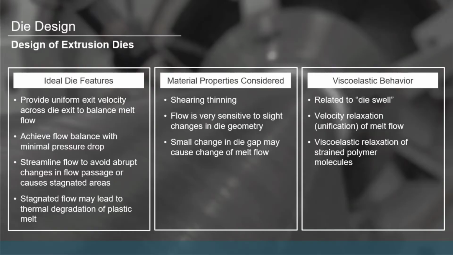What are the characteristics and design features of a die? There are some ideal features, and then there are a lot of material considerations, and then there are some property portfolios that we have to understand when it comes to the die design. The ideal die features are to provide uniform exit velocity across the die exit to balance the melt flow. As I said in the previous slides, maintaining a homogeneous, accurate, balanced melt flow within the barrel is very crucial in terms of maintaining the melt quality as well as the melt stability.